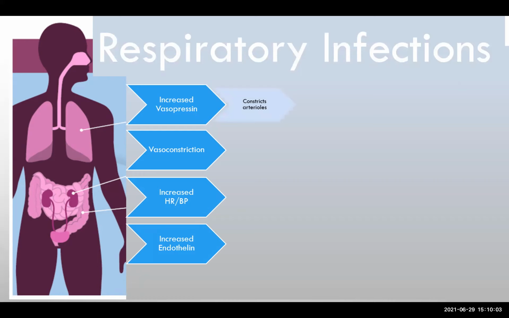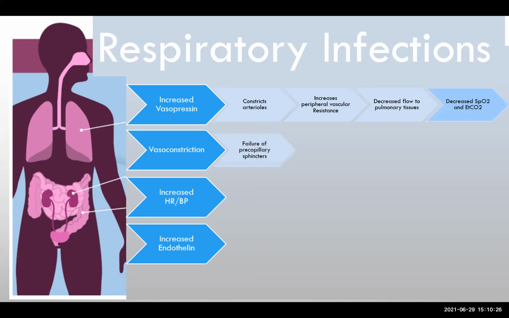Vasopressins, for a start, constrict your arterioles. What that does is cause an increase in your peripheral vascular resistance, and that decreases the flow to those pulmonary tissues. What you're going to see when you assess your patient is decreased SpO2s and decreased end-tidal CO2s.